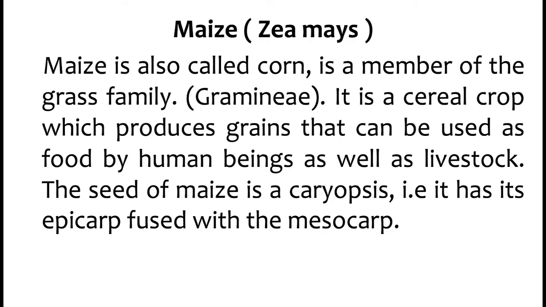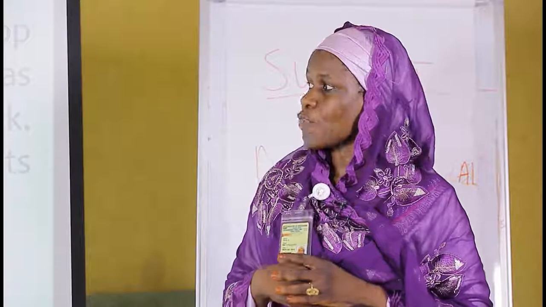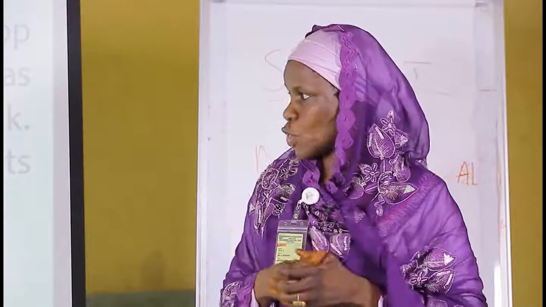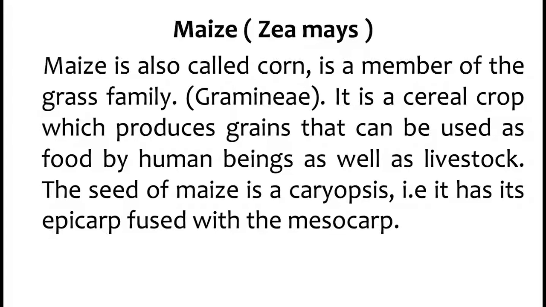It's a member of the grass family, which is known as what? Gramineae. It is a cereal crop which produces grains that can be used as food by human beings as well as livestock. These maize grains are food. They can be consumed by both humans and livestock. The seed of maize is a caryopsis, that is, it has its epicarp fused with the mesocarp.